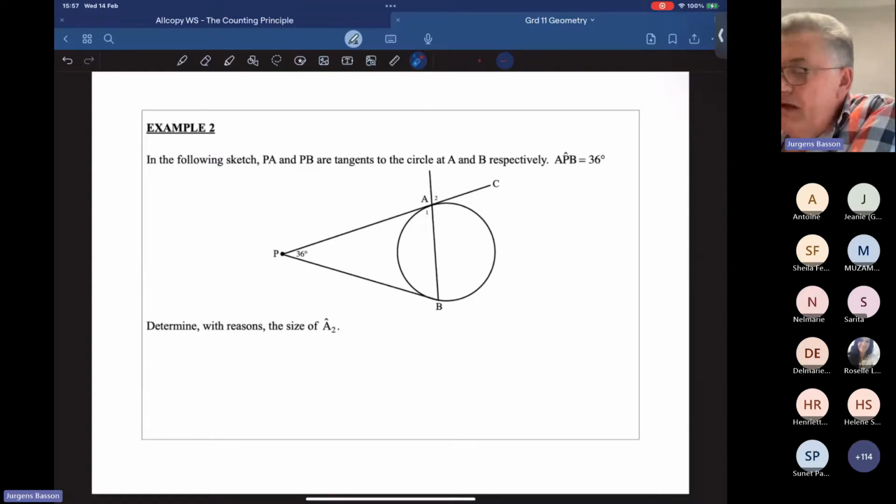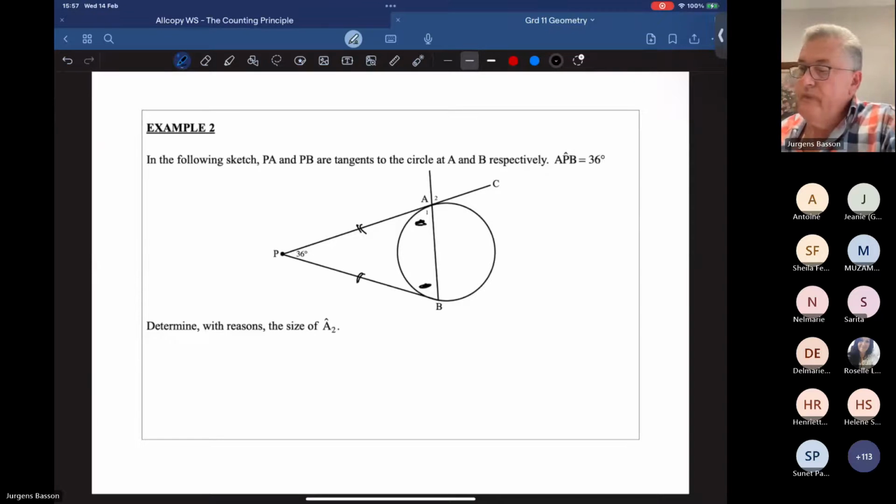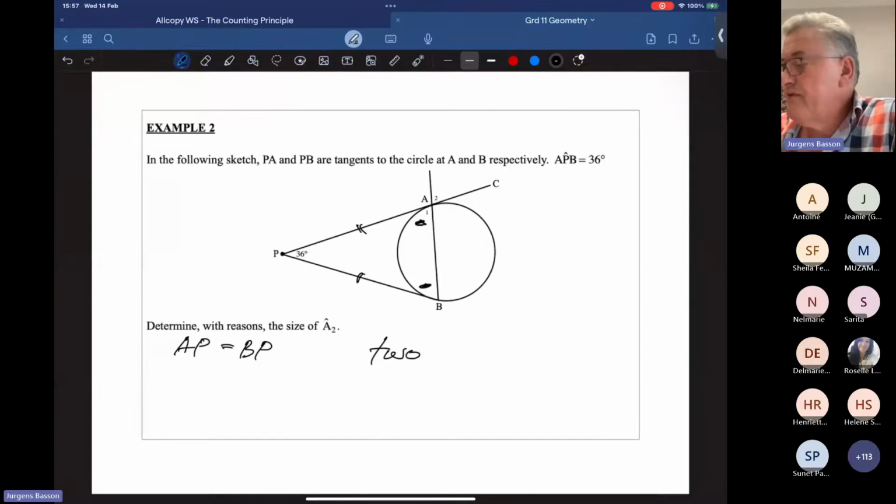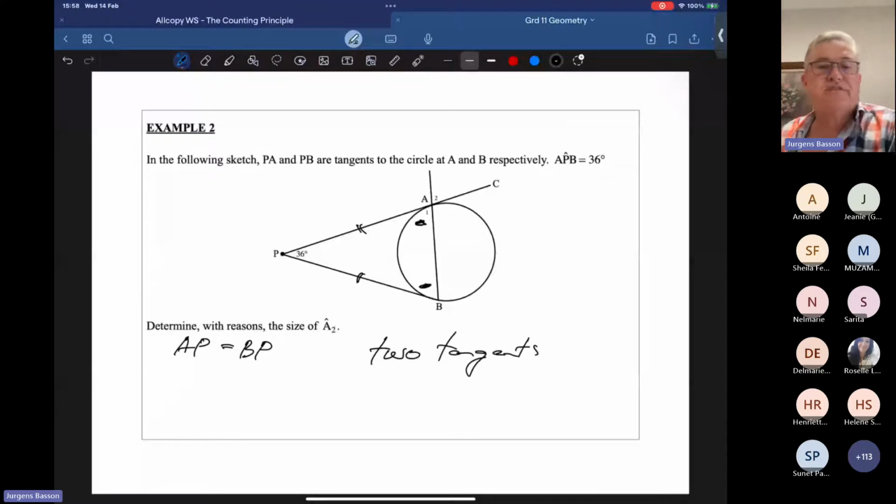If this is 36 and they are both tangents, and that was given to us, then you will agree that this angle will be equal to that one, because it is an isosceles triangle. Those angles are opposite equal sides because these two sides will be equal. So I'm going to start off by saying that AP is equal to BP, and the reason is those two tangents from outside. Just write short, two tangents, then you know. So we know those are equal.